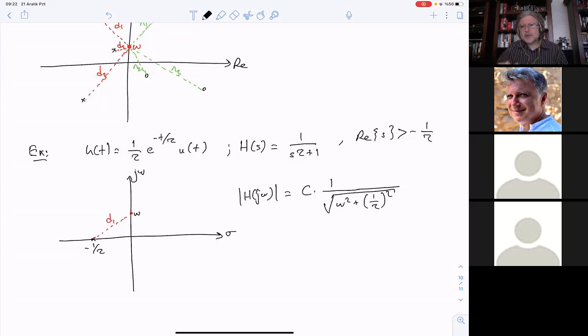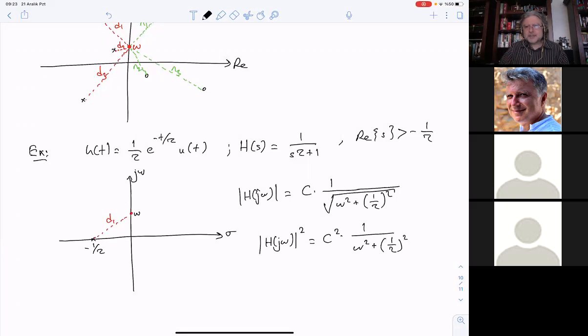What is C? I will come to that. It's even manageable for us to discover the value of C for this particular example. But it will be easier to proceed with the result if you proceed with the square of this one. Because if you take the square root of h of j omega magnitude square, that will give you the h of j omega magnitude. I want to get rid of this square root in the denominator. So it's actually c square times 1 over omega square plus 1 over tau square.